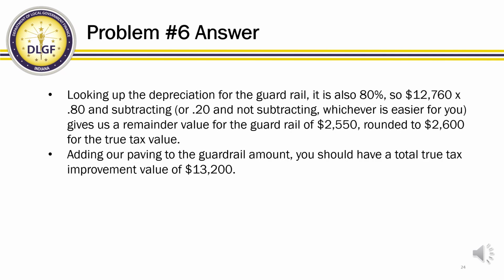So we're going to take out our depreciation, whether you calculate your depreciated dollars by taking 12,760 times 0.80 and subtracting that out of our replacement cost, or you use the remaining percent. We're going to get a total remainder value of 2,550, and then round that to the nearest hundred, we're going to get a true tax value of 2,600. Next, if we add our paving and our guardrail together, we're going to get a total improvement value of 13,200.